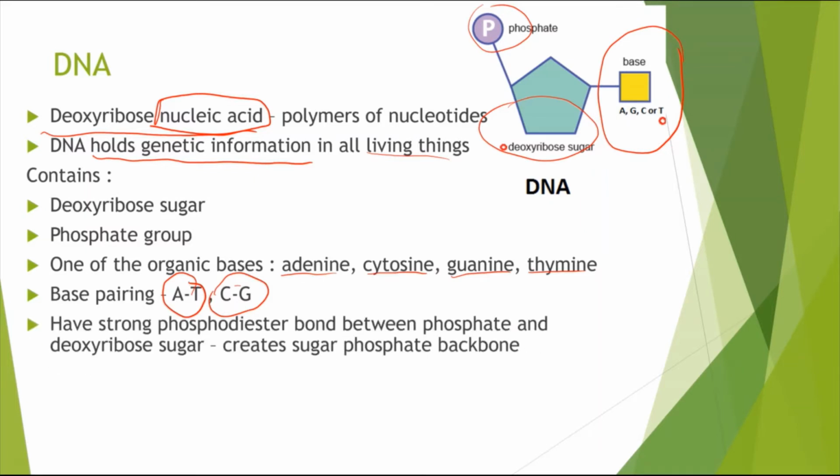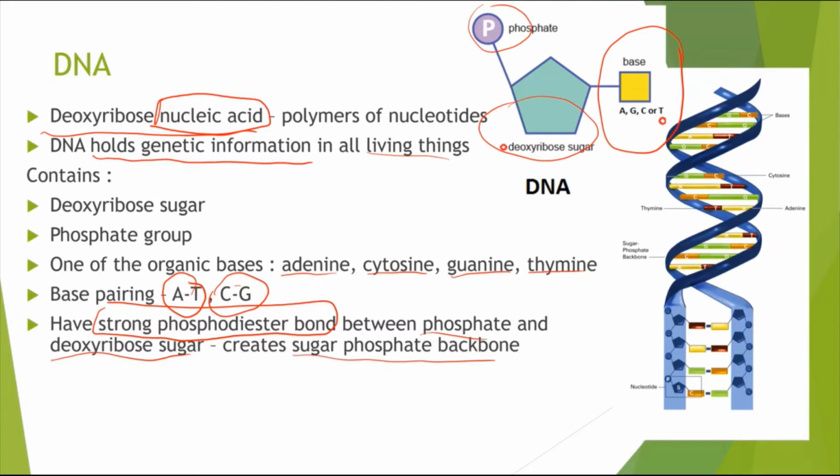The DNA has strong phosphodiester bonds between the phosphate and the deoxyribose sugar, and this creates a sugar phosphate backbone. As you can see in the picture, when all of these phosphodiester bonds are created, they line up to form this sugar phosphate backbone, which is quite strong.